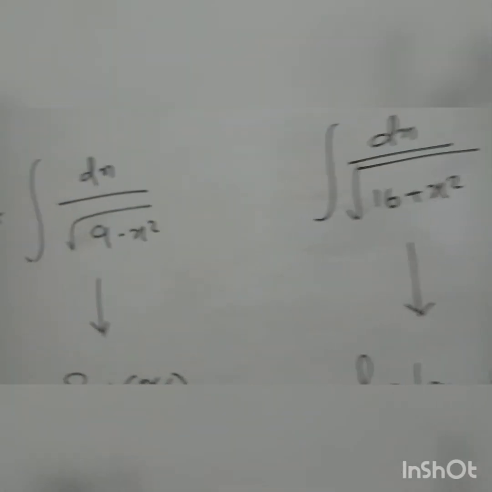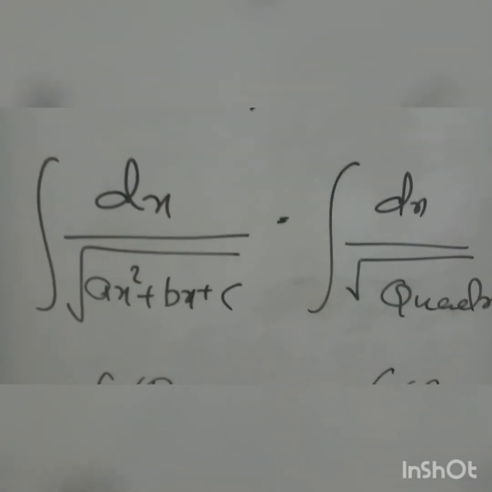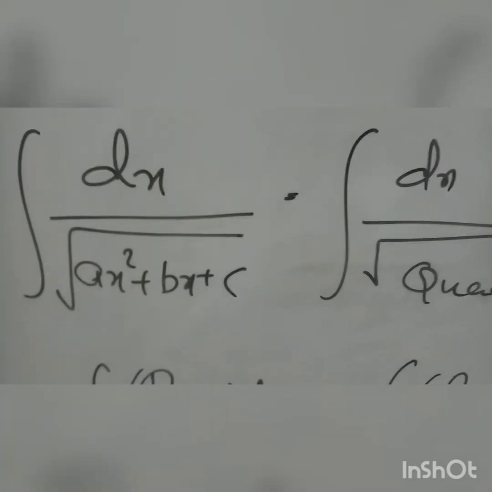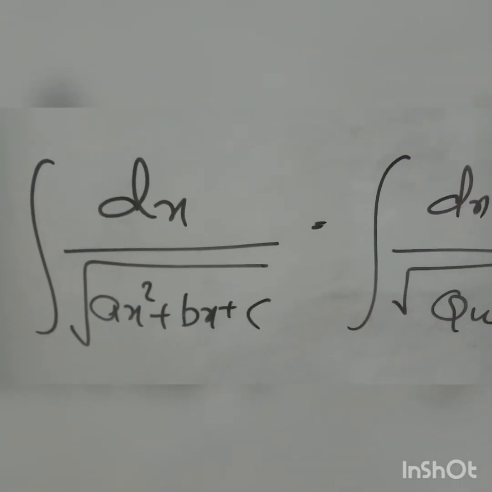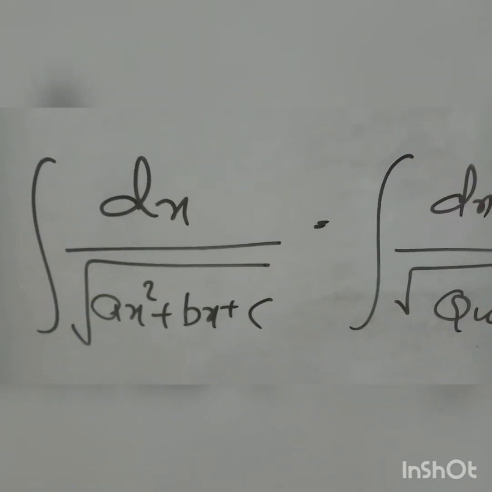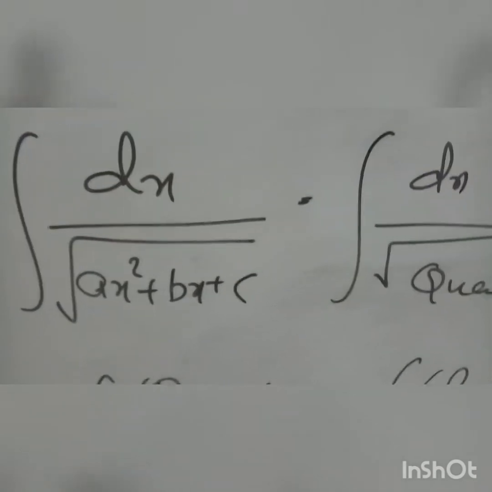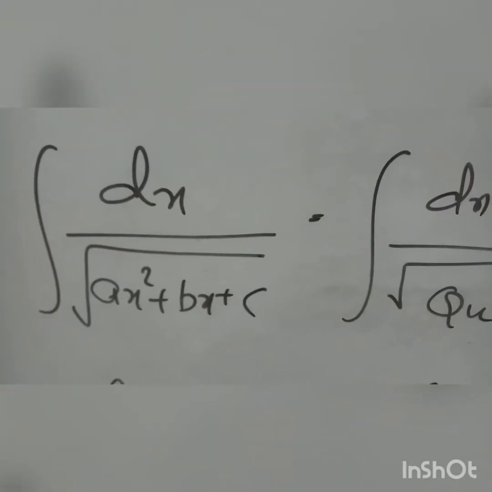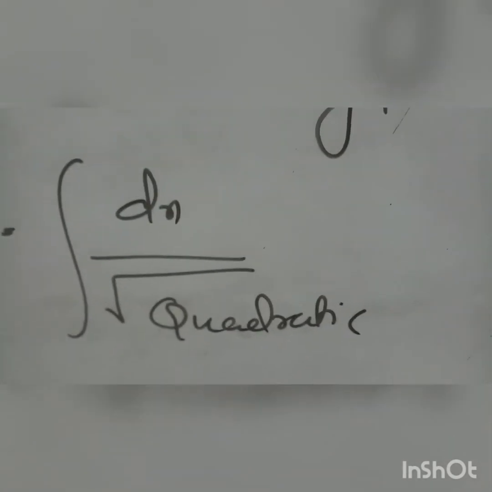These are primary level problems, but with the help of these formulas, we have to solve the problems based on integral dx divided by root quadratic. We have already discussed integral dx divided by a quadratic expression without a square root symbol. Here the method is same as the previous one.